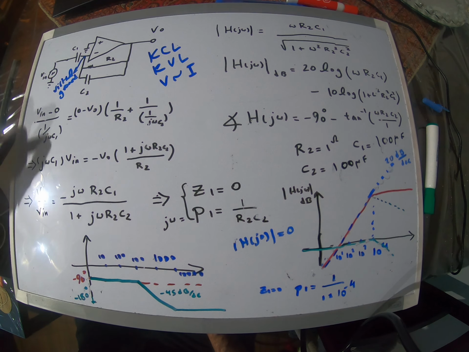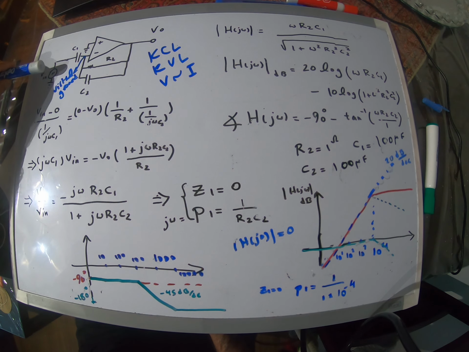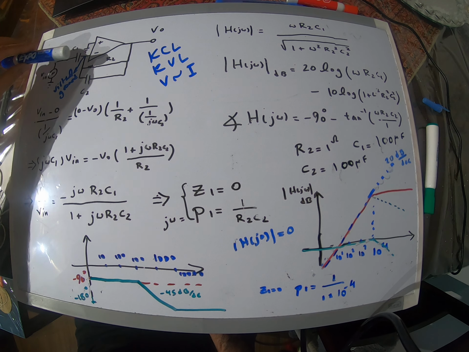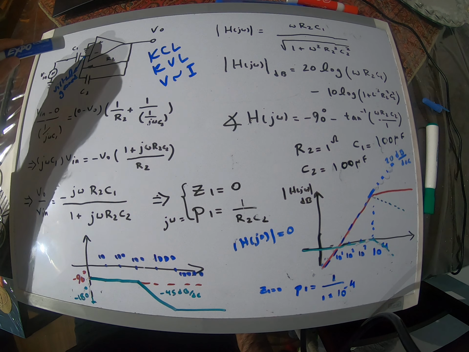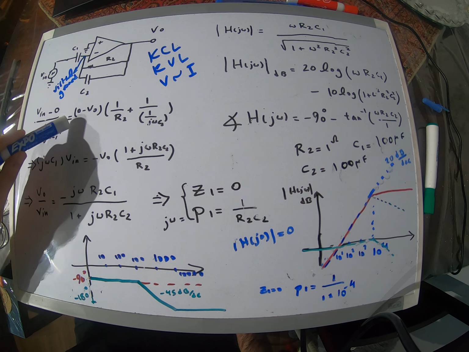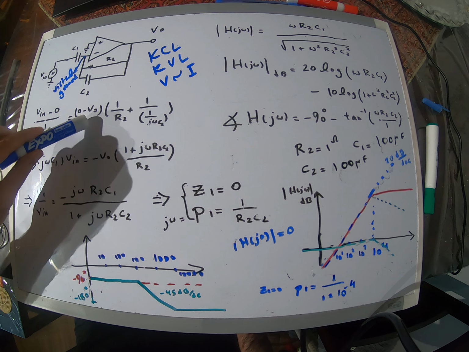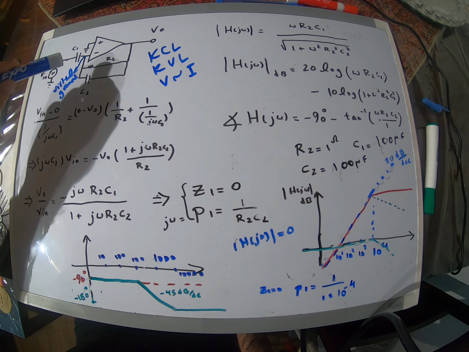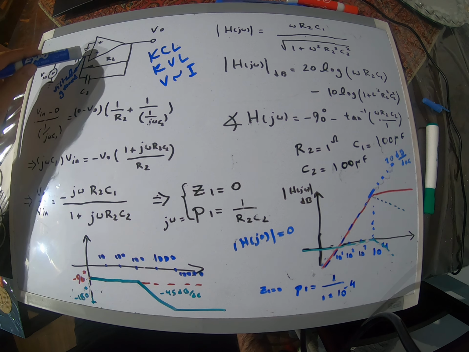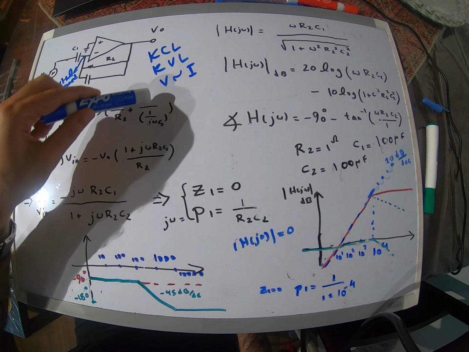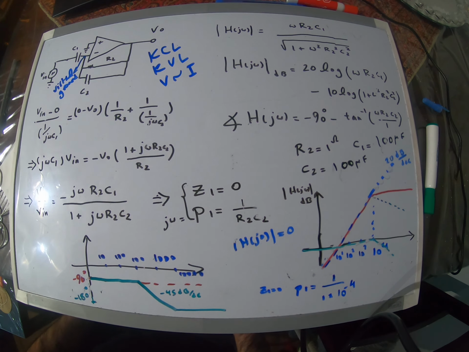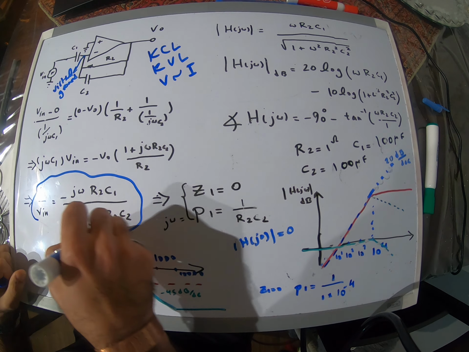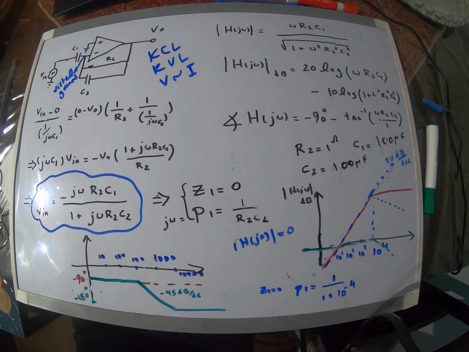The current that goes through the voltage source into the inverting pin is going to be Vin minus 0 divided by 1 over j omega C1. The current that goes through this resistor is going to be 0 minus Vout divided by R2. The other current that goes through C2 is going to be 0 minus Vout divided by 1 over j omega C2. And if you simplify this, you get to this transfer function, right?